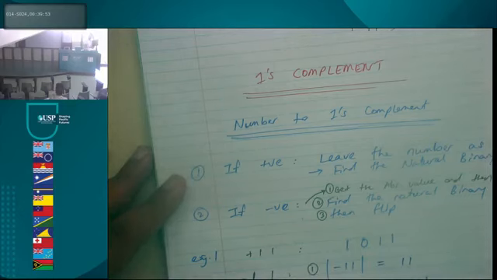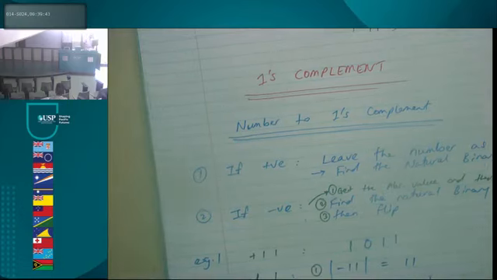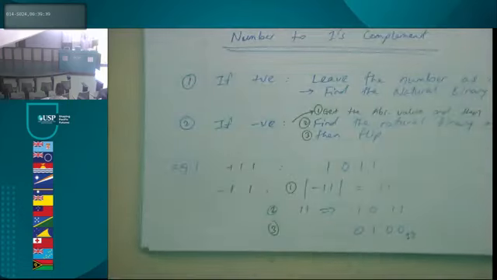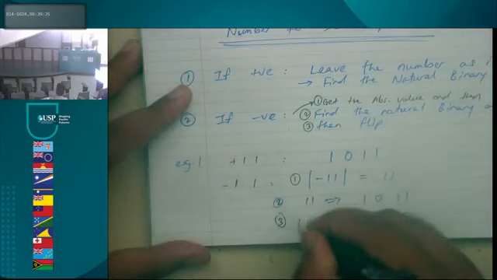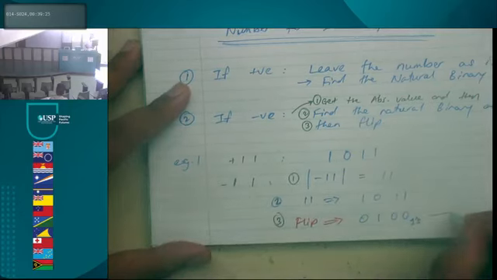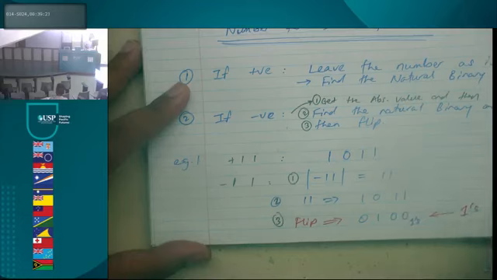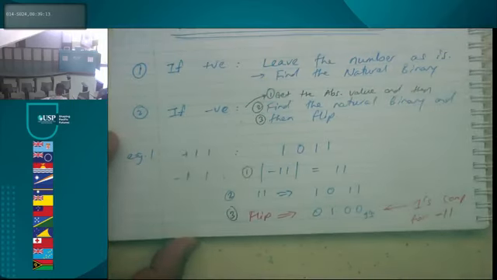Now that we flip the bits, what do we get? That will become 0, 1, 0, 0. That's in one's complement. So we put a subscript for ones over there. So what have we done over here? Over here we flip. So this here is the one's complement for negative 11.